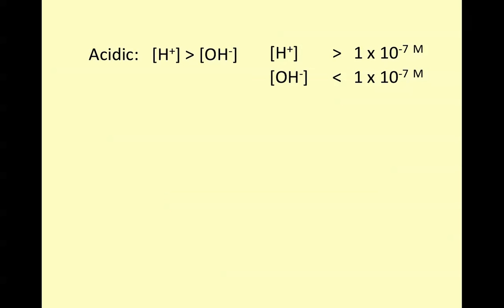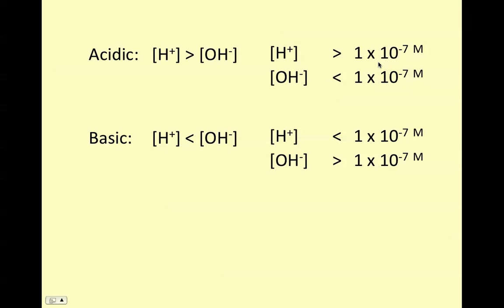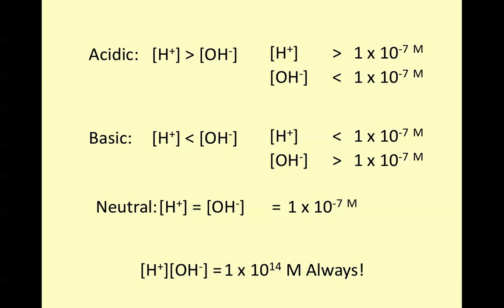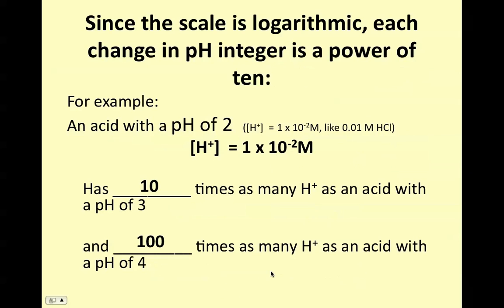So for acidic solutions, again, we've talked about how hydrogen has to be greater than hydroxide, meaning that hydrogen has to be greater than 1 times 10 to the negative 7, and hydroxide has to be less. For basic solutions, the opposite is true. And then for neutral solutions, we know that those hydrogen ions and hydroxide ions have to be equal to each other, and thus must be equal to 1 times 10 to the negative 7. The product of those two is always going to equal 1 times 10 to the negative 14th.